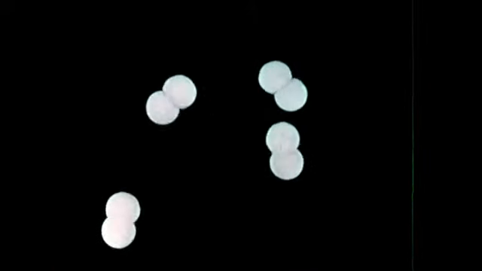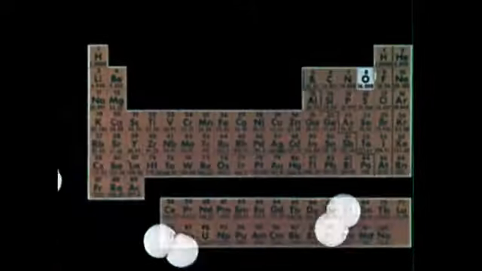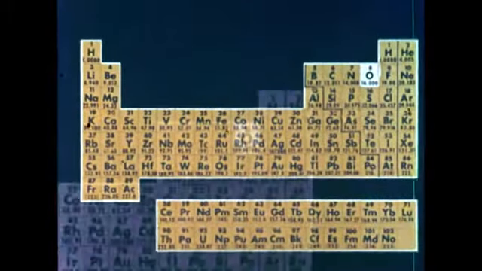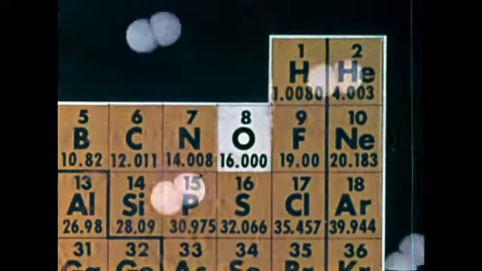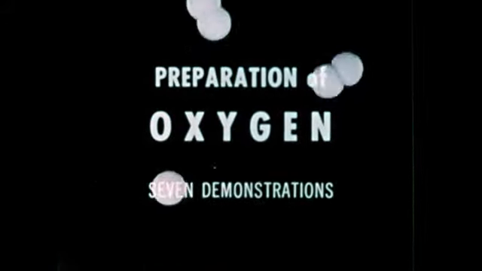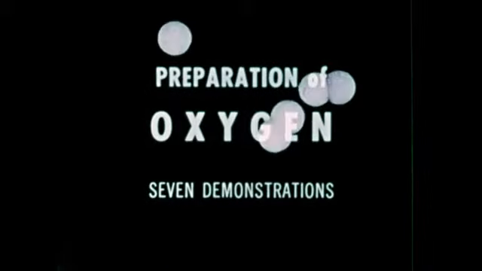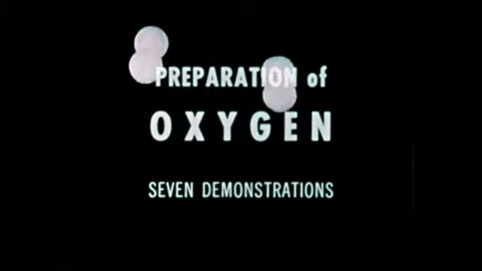Oxygen, the most common element in our world, can be isolated in a number of ways that tell us something about its properties and also about physical and chemical changes in general. The following 7 demonstrations will show you some of the methods of preparing oxygen.